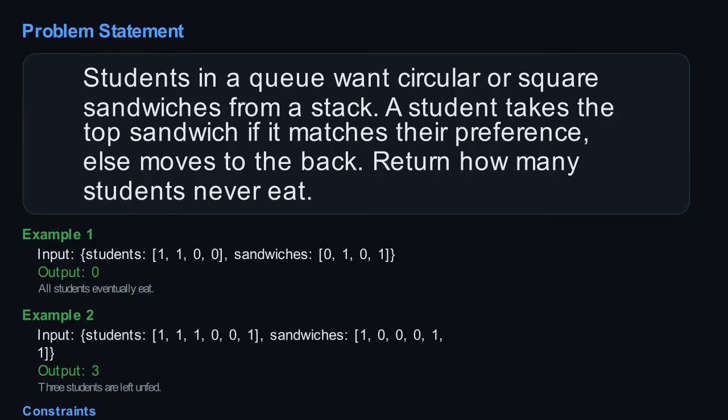Students take turns at the front of the line. If a student likes the top sandwich, they take it and leave. If not, they go to the back of the line. This continues until no student at the front likes the current top sandwich. Our goal is to return the number of students who couldn't eat.